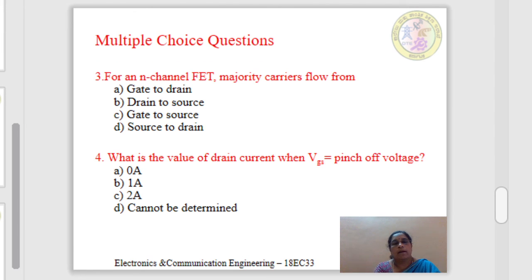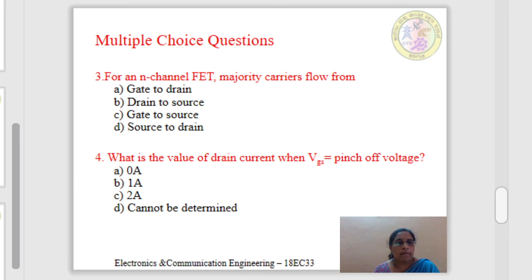Then one more question is, for an N channel FET, majority carriers flow from whether it is gate to drain, or drain to source, or gate to source, or source to drain. So here majority carriers will flow always from source to drain only. The option is D, because source is the terminal where the carriers enter, and drain is the terminal where the carriers leave. So therefore the solution is D.